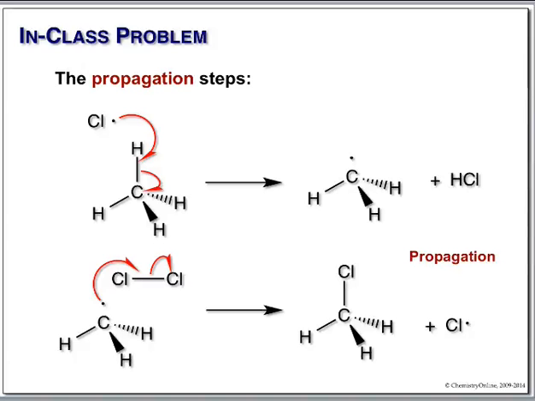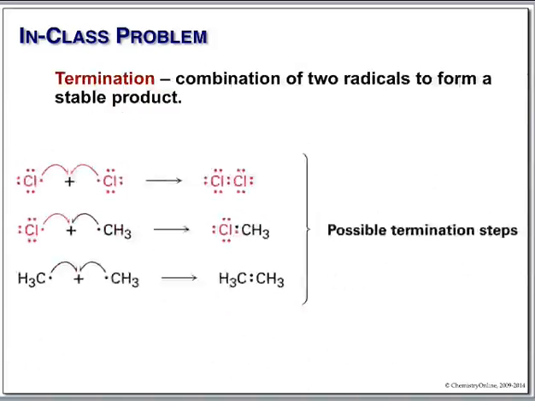And finally, termination. Termination, because the chain reaction requires a radical, all you do in termination is get rid of the radical. You can get rid of the radical, at least 3 ways. 2 chlorine radicals get recombined to give chlorine. Chlorine and a methyl radical could combine to give this. 2 methyl radicals could combine to make ethane.